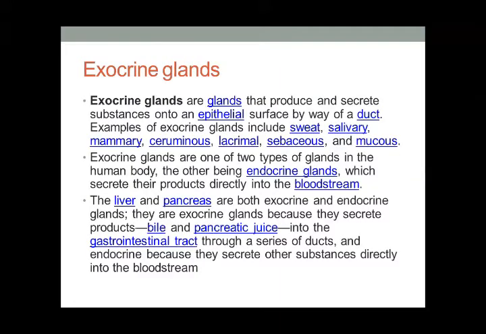Exocrine glands produce and secrete substances onto an epithelial surface by way of a duct. Examples of exocrine glands include sweat, salivary, mammary, lacrimal, sebaceous, and mucous glands. Exocrine glands are one of two types of glands in the human body, the other being endocrine glands, which secrete their products directly into the bloodstream. The liver and the pancreas are both exocrine and endocrine glands. They are exocrine because they secrete bile and pancreatic juice into the gastrointestinal tract through a series of ducts, and endocrine because they secrete other substances directly into the bloodstream.